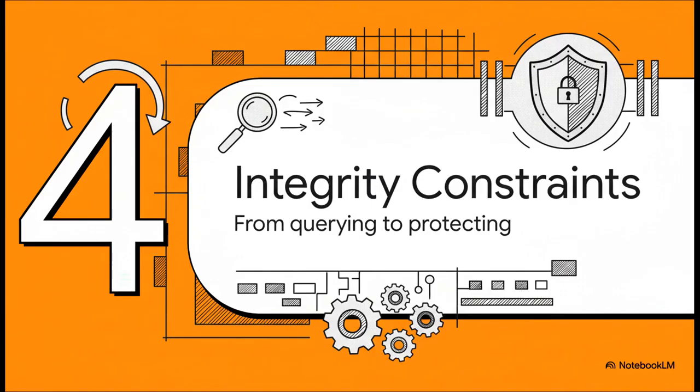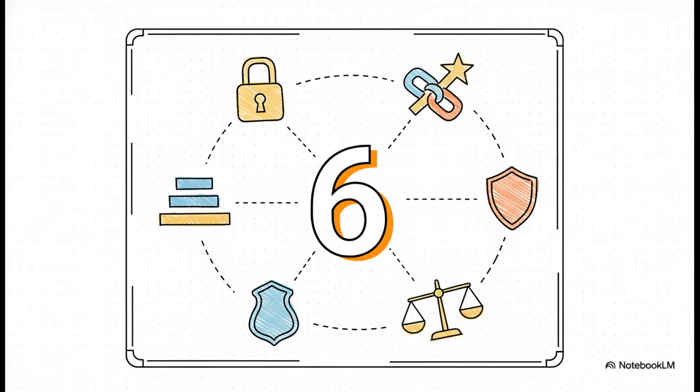Okay, now for a pretty big shift in thinking. So far, everything we've talked about has been about using data. With our next tool, integrity constraints, we're going to start protecting it. This is really the moment you stop being just a data user and start becoming a data architect, someone who builds systems you can actually trust. So integrity constraints are basically the laws of your database. They're the rules that cannot be broken. There are 6 main types, and they are the absolute foundation for making sure every single piece of data you store is accurate and reliable.